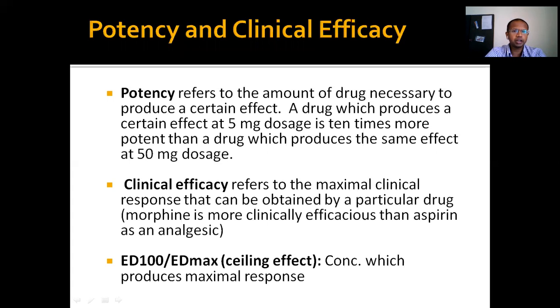A drug which produces a certain effect at 5 mg is 10 times more potent than a drug which produces the same effect at 50 mg. So naturally we will choose the 5 mg drug rather than the 50 mg drug. Then clinical efficacy. Clinical efficacy refers to the maximum clinical response that can be obtained by a particular drug. For example, we spoke about paracetamol at 5 milligram or 500 milligram.